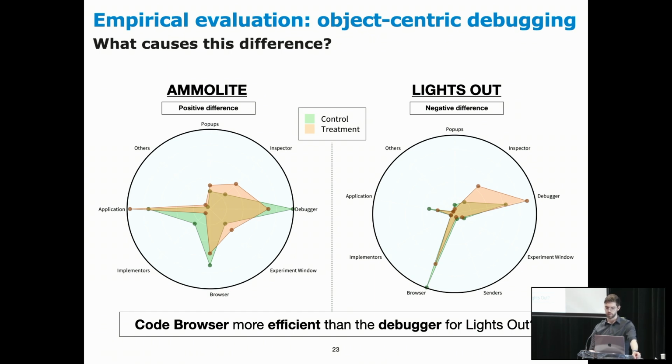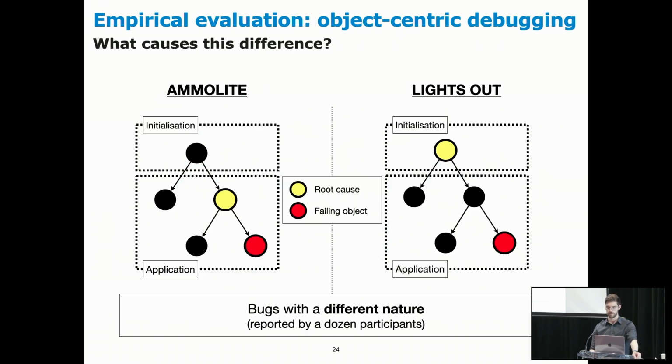But we have seen before that for lights out, the difference is negative, which means that with object-centric breakpoints, the performance was less good than without those breakpoints. So we can wonder if the code browser is more efficient at helping developers to debug lights out than the debugger is when object-centric breakpoints are added to it. And there is an explanation for that. We found that explanation in the survey results.